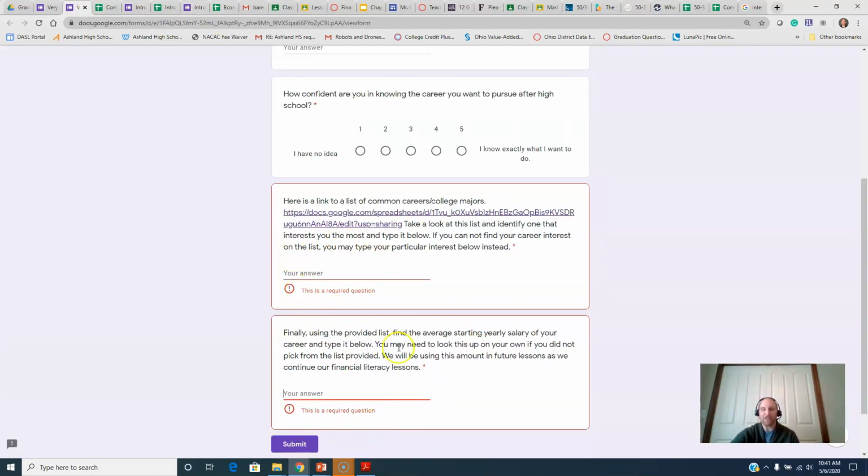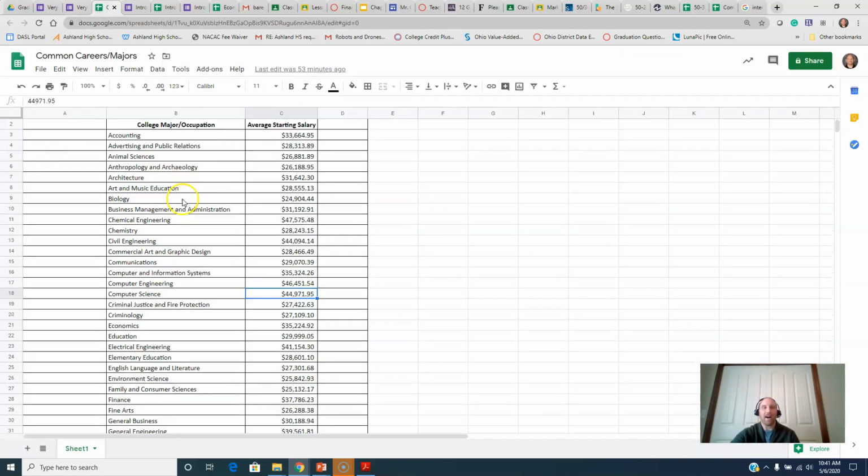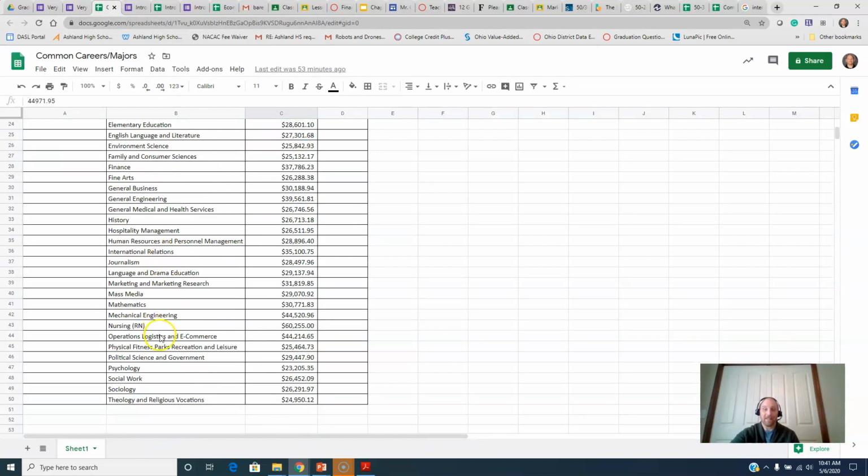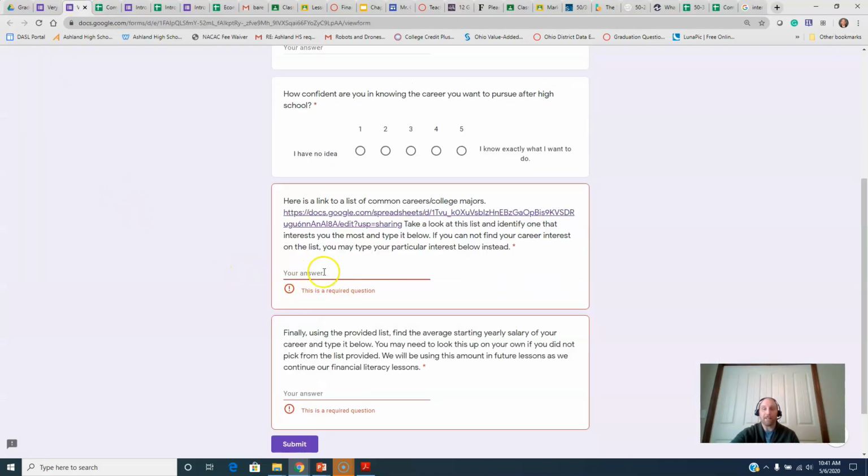The only reason that I actually have these open is, if for some reason you know exactly what you want to do and it's not in this list, then just type it in and you can look it up on your own. Just sort of Google it. It's not that hard to Google up an occupation and find its starting average salary. So if you know exactly what you want to do and it's not on that list, type it in here, and then you're going to have to find that salary on your own. Again, it's really not too hard to do that in today's day and age.